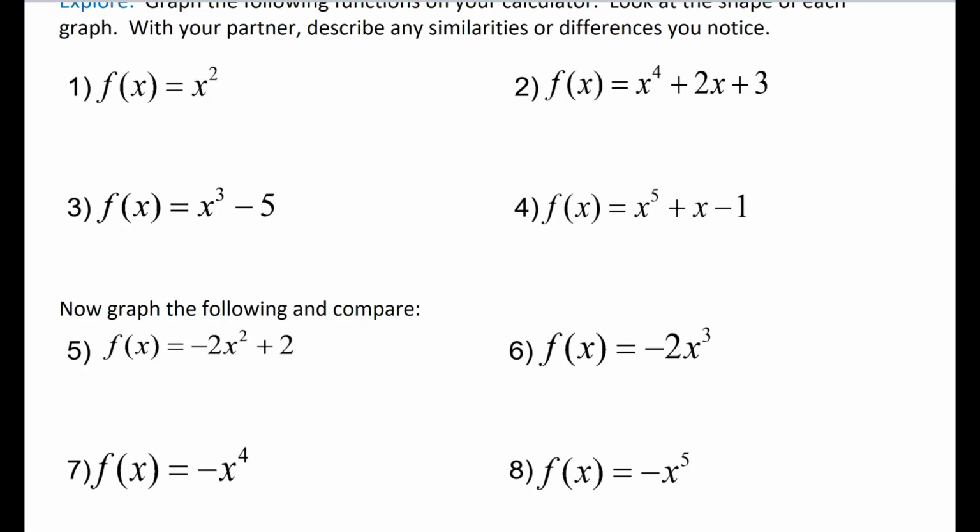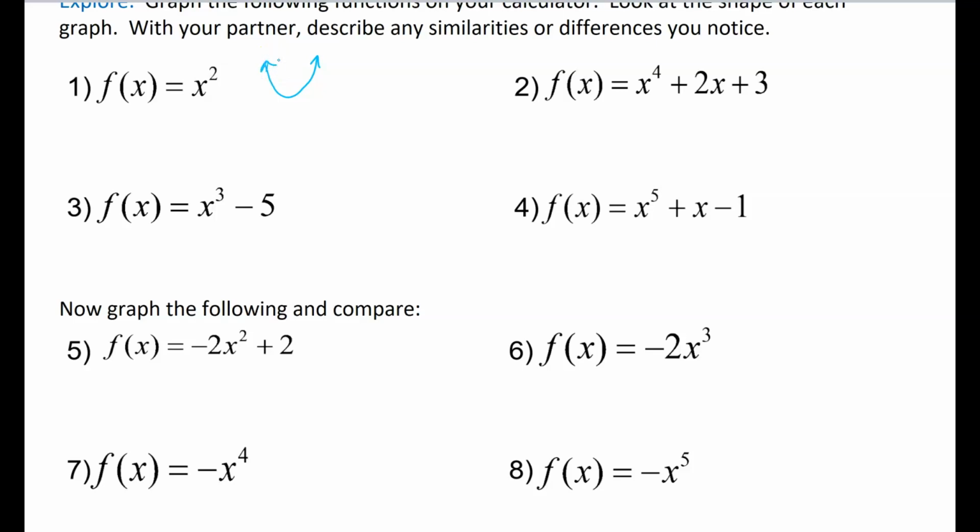So let's talk about number 1. That's x squared. We've been working with that one. That's just a what? Parabola. It's just a parabola, and so it does something like this.